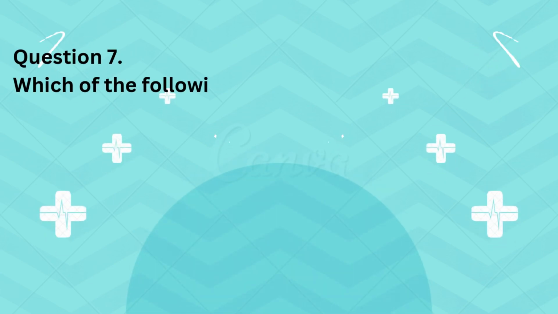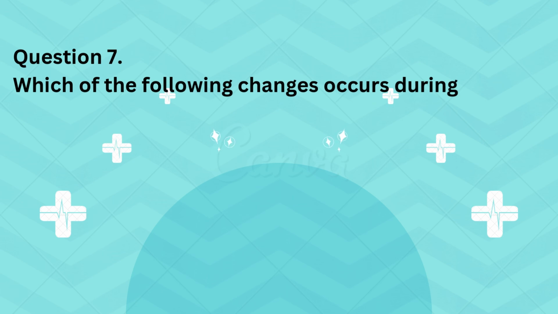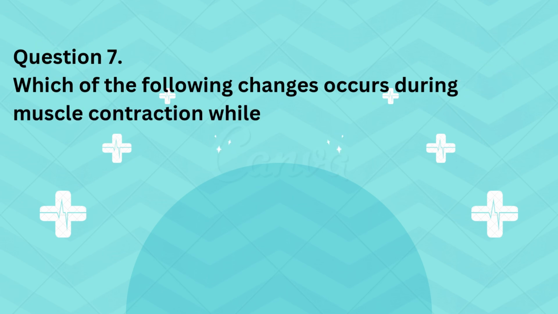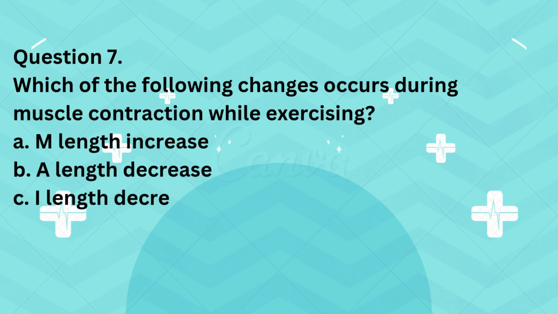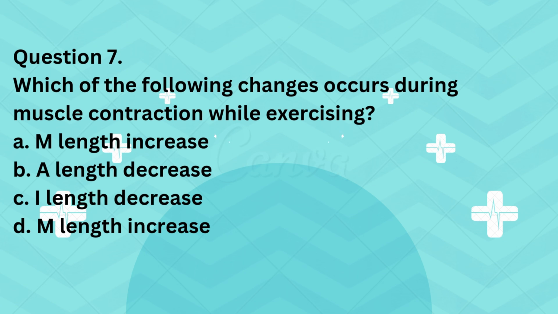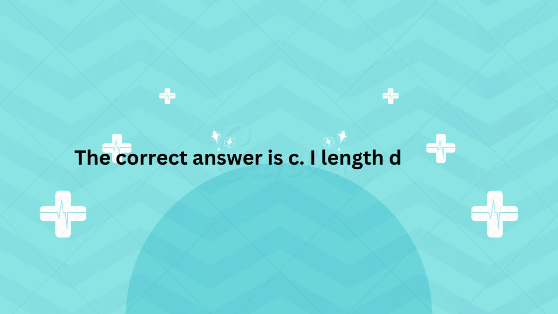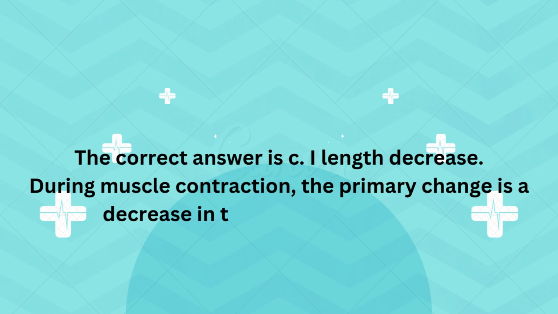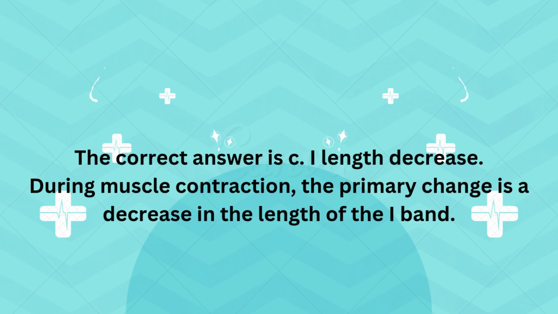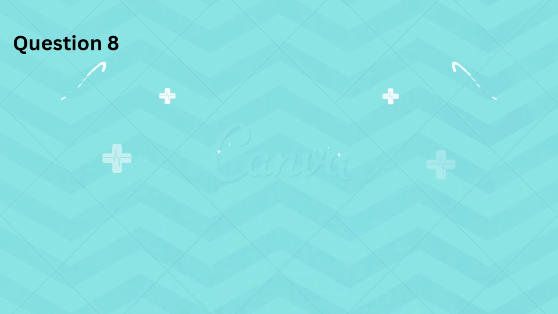Question 7. Which of the following changes occurs during muscle contraction while exercising? A. M length increase. B. A length decrease. C. I length decrease. D. M length increase and I decrease. The correct answer is C. I length decrease. During muscle contraction, the primary change is a decrease in the length of the I band.